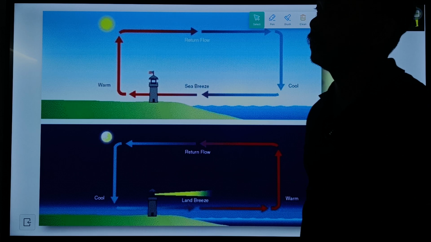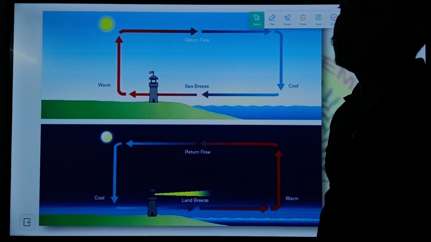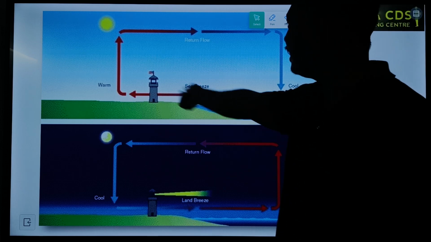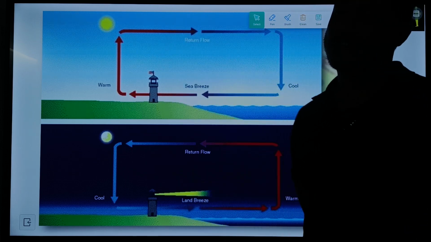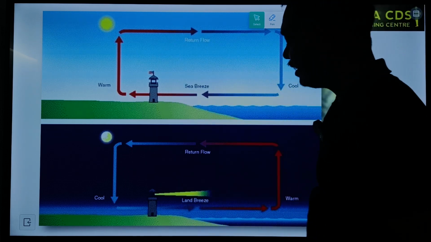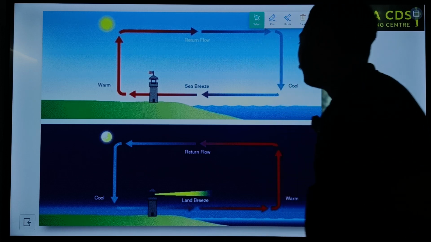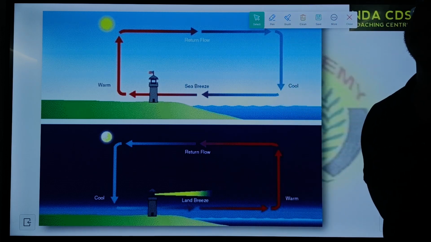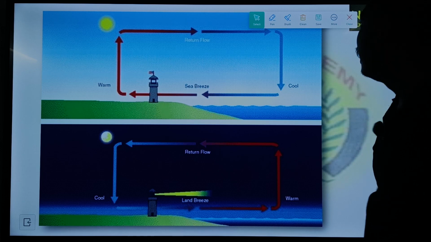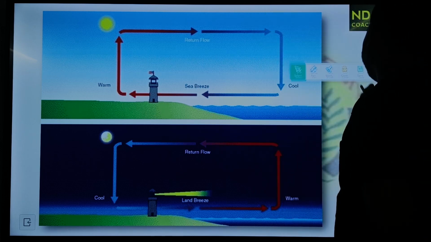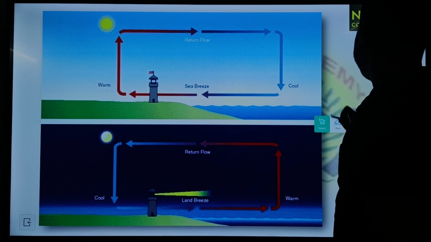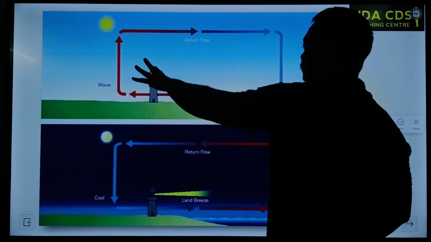Jaldi. Come on, figure सब कुछ बोल ही रहा है. Figure is telling you lot of things. Okay. What is happening actually in daytime?